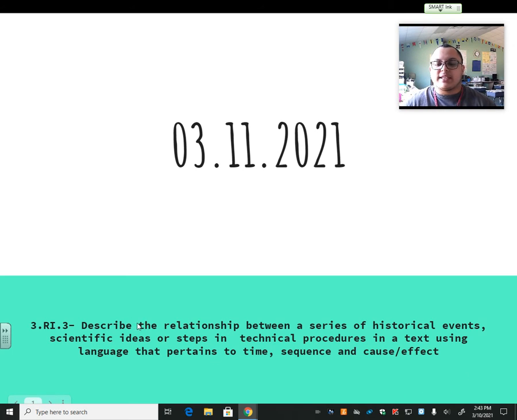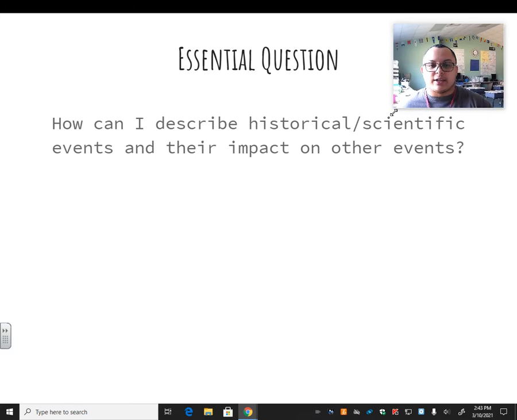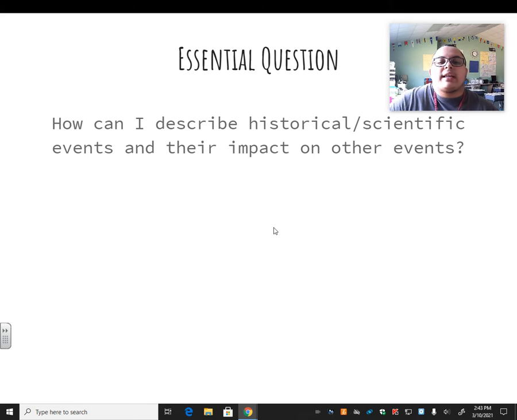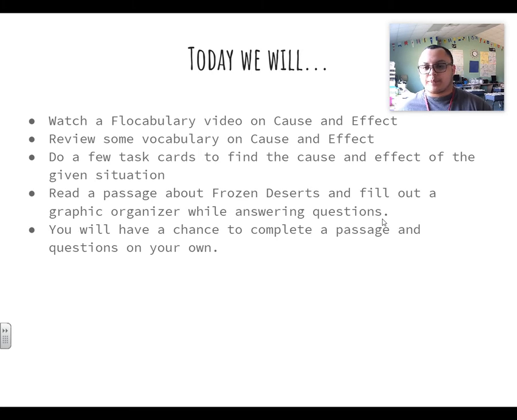So, our standard here says describe the relationship between a series of historical events, scientific ideas, or steps in technical procedures in a text using language that pertains to time, sequence, and cause and effect. And remember, this week we're focusing on just the cause and effect part of this standard. Our essential question is, how can I describe historical/scientific events and their impact on other events?